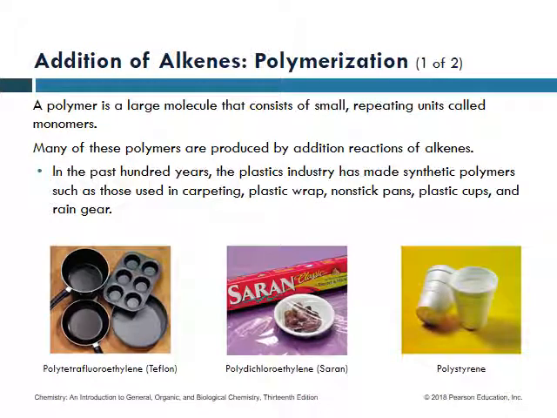Alright, then the last type of addition reaction we'll talk about is polymerization. What is polymerization? Polymerization is the process of making a polymer. What is a polymer? A polymer is a very large molecule that is formed by reaction between monomers. A polymer is a large molecule that is formed by a lot of repeating units called monomers. So a bunch of monomers come together to form a polymer.